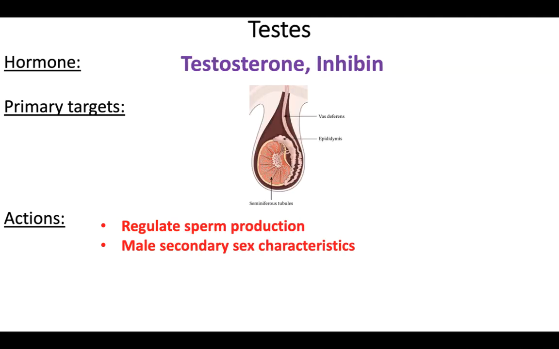Same is true for testes. Just recognize the fact that testosterone is produced by testes. It also produces that other hormone, inhibin, that we'll worry about another day. And testosterone and inhibin are involved in regulating sperm production and promoting the male secondary sex characteristics.